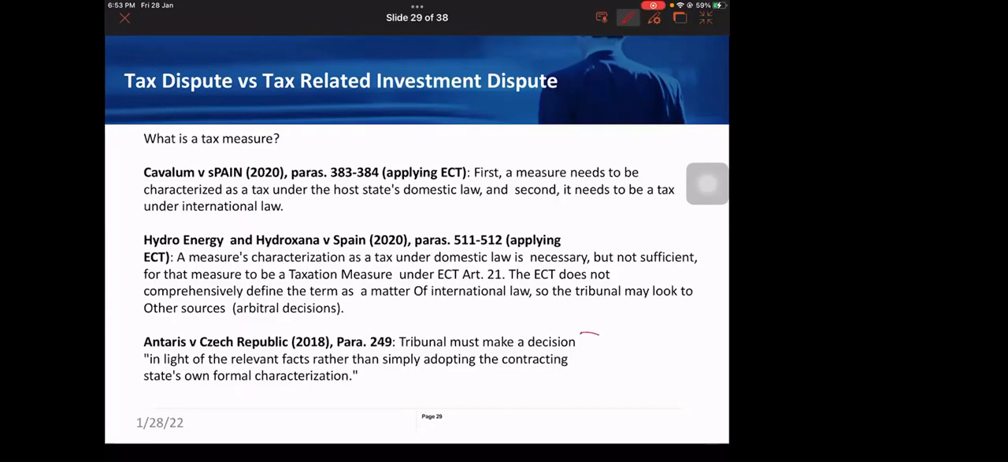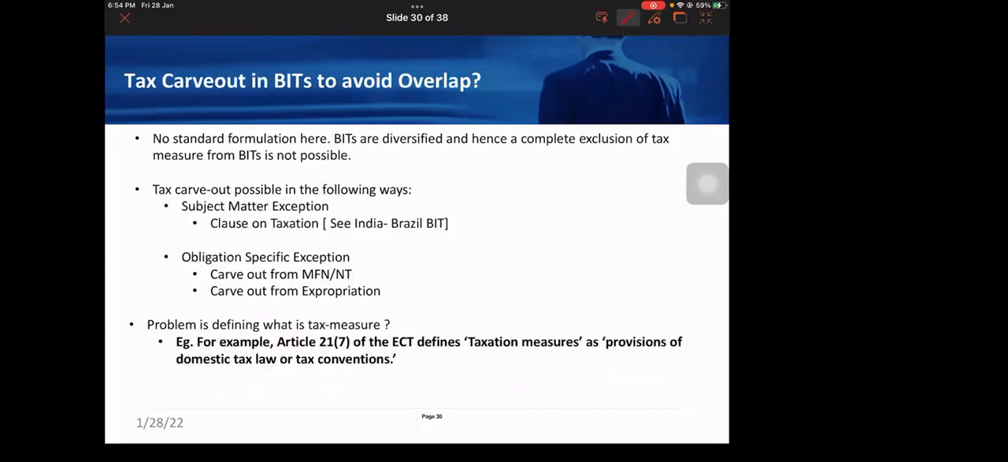The Antares Czech Republic case is very interesting. It says the tribunal must make a decision in light of the relevant facts rather than simply adopting the contracting state's own formal characterization. So a state cannot just self-judge. So the Antares judgment clearly says the tribunal should look into relevant facts, which is also what happened in the Kane Energy situation. Retrospectivity. It's not the question of tax, it's the question of retrospectivity and going against the rule of law.